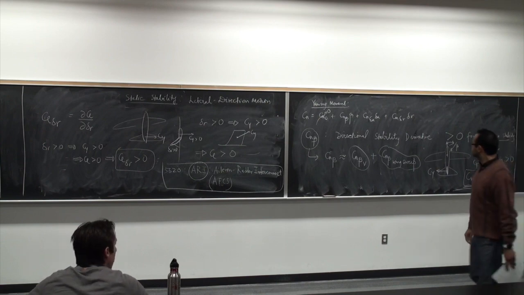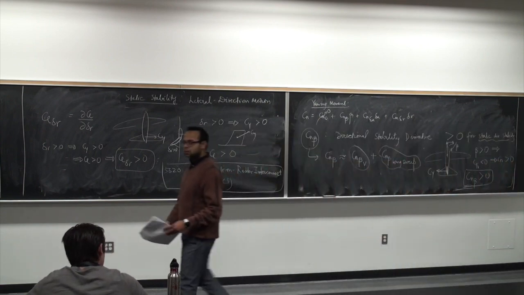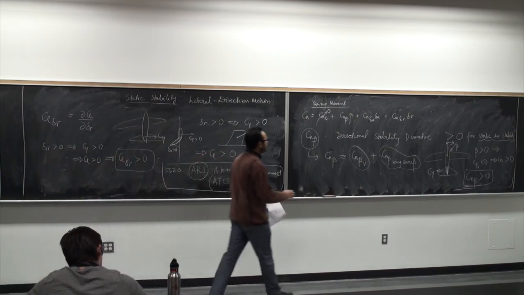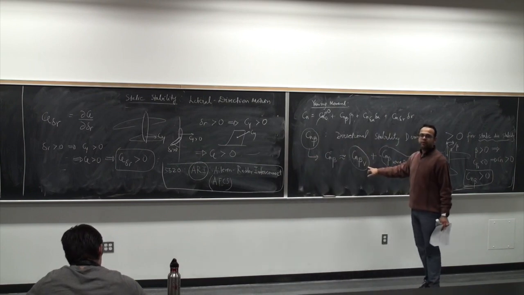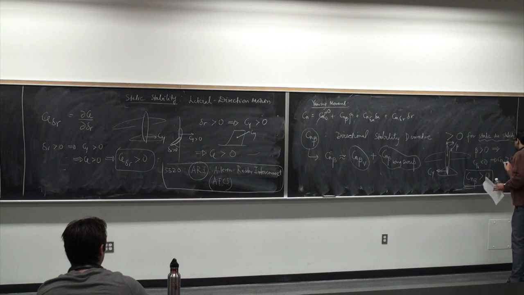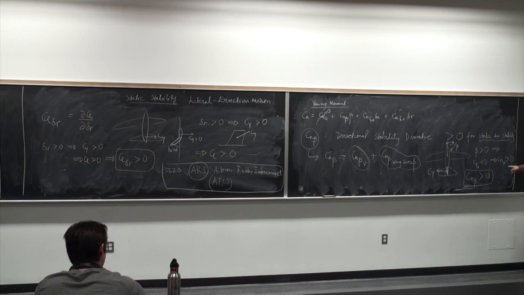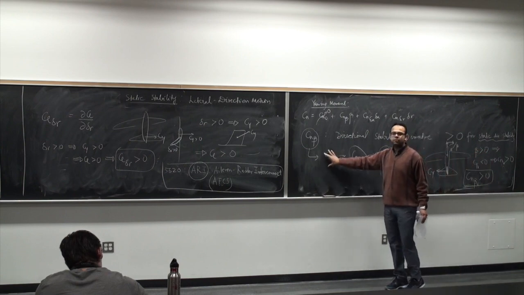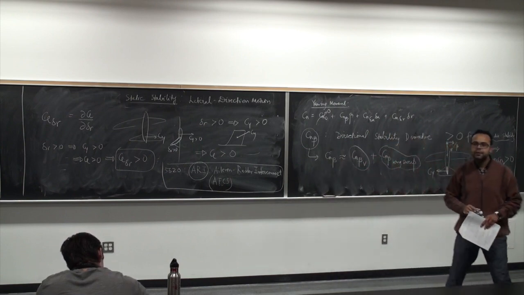Is it Cn beta greater than 0 that is the requirement for static stability? Well, yes, that's the requirement. The main contribution is from the vertical tail, and the vertical tail is stabilizing. So Cn beta v, the yawing moment generated by the vertical tail, is greater than zero. Technically the other contribution is almost zero, so Cn beta v is approximately equal to Cn beta of the entire aircraft.